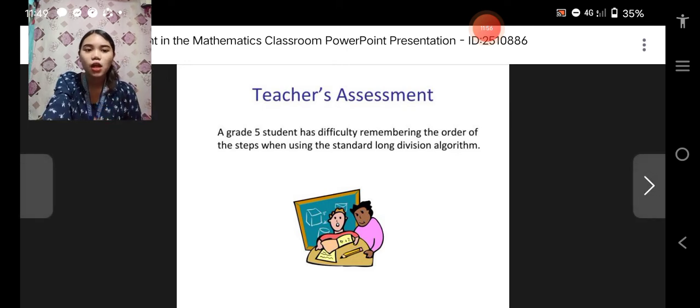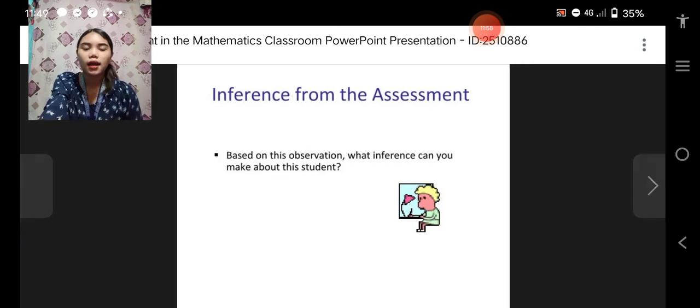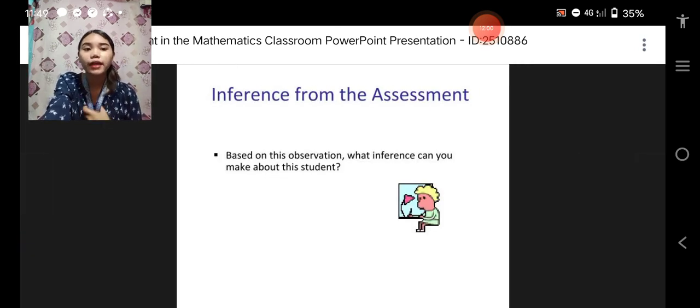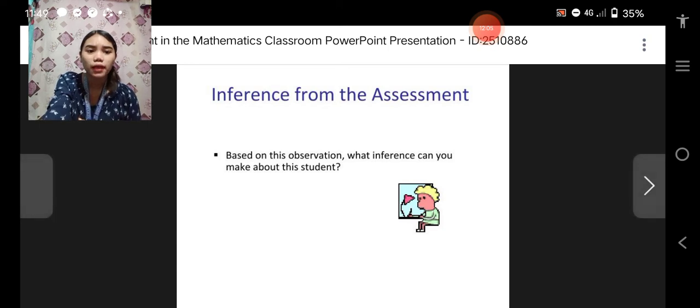So the teacher's assessment is a grade 5 student has difficulty remembering the order of the steps when using the standard long division algorithm. And the inference from the assessment is based on the observations. What inference can you make about this student?